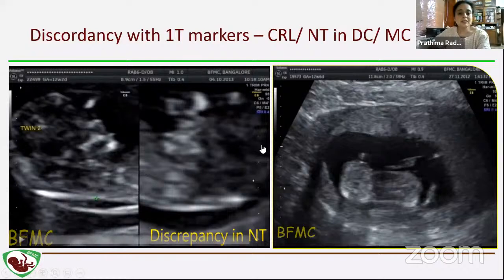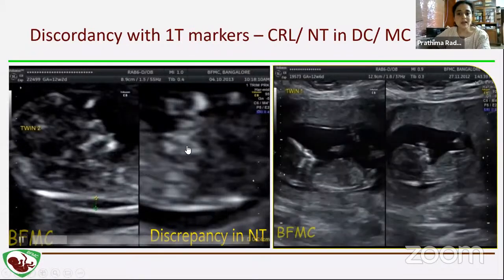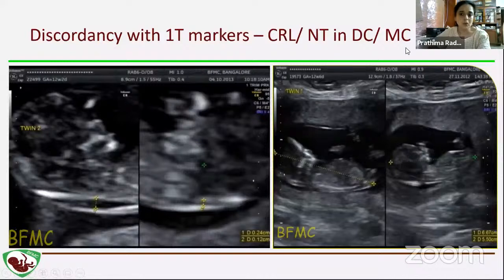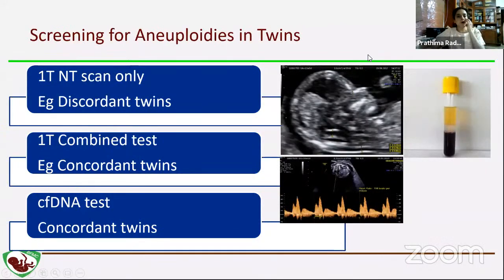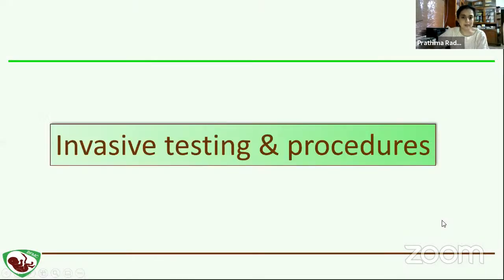Right now, there can be situations where you can have discordant CRL, discordant NT, and again, how you would deal with it would vary and would depend upon the chorionicity. Slightly different for dichorionic and monochorionic twin pregnancy. I'm not going to go into the detail, but all in all, this is what we tend to follow. If there are discordant twins, we go only with the NT scan. However, if they are concordant, that means both are looking pretty similar, then we do go with the combined test, and in certain situations, cell-free DNA testing as well can be offered.